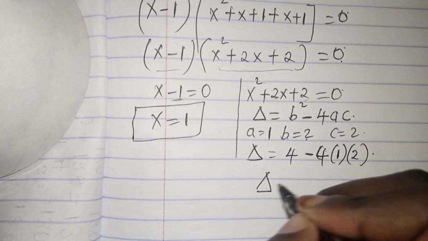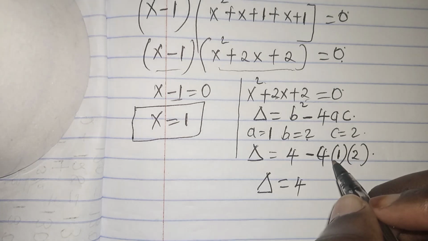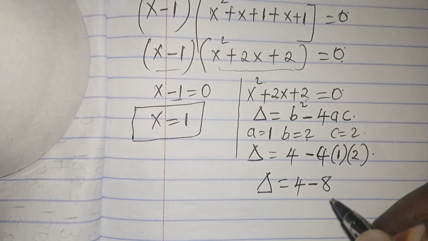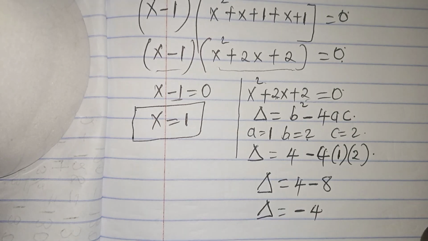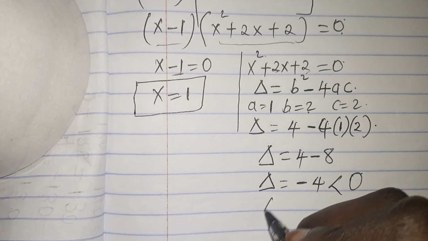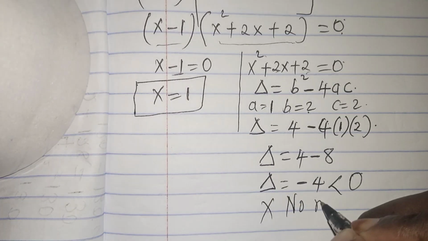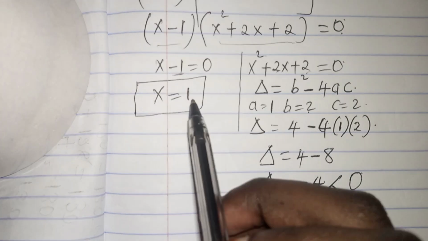So delta is equal to 4 minus 4 times 2, this is 8, so minus 8. Delta is equal to negative 4. So 4 minus 8 gives us negative 4, which is less than 0. So this will not give us a real solution, so we shall ignore it. So we are remaining with x is equal to 1.